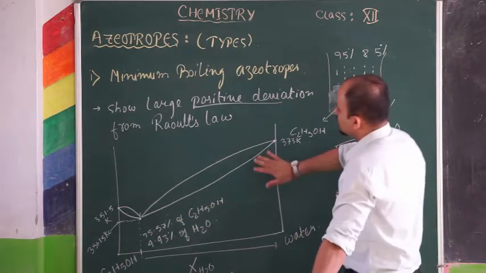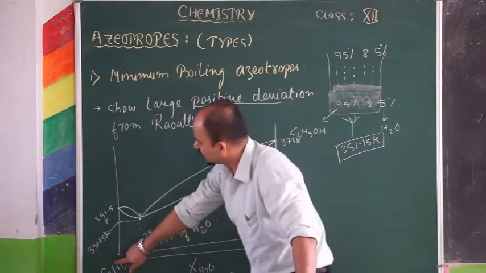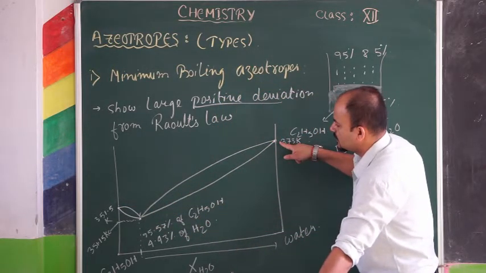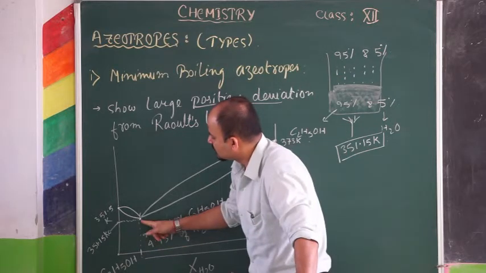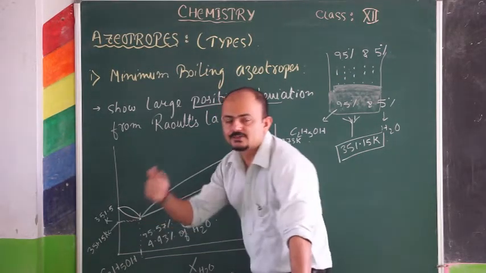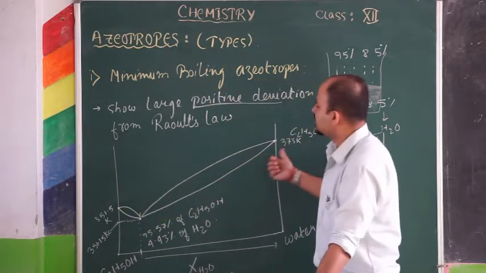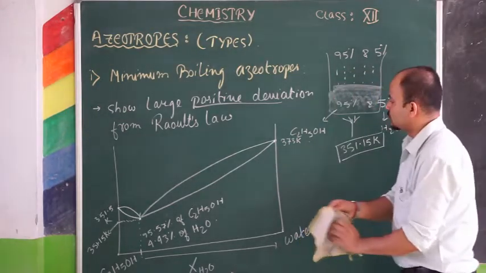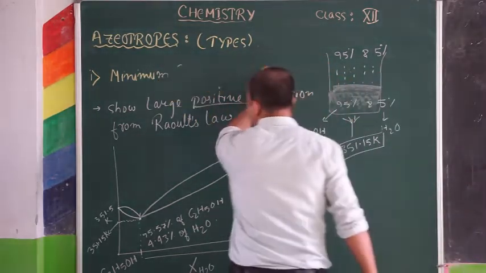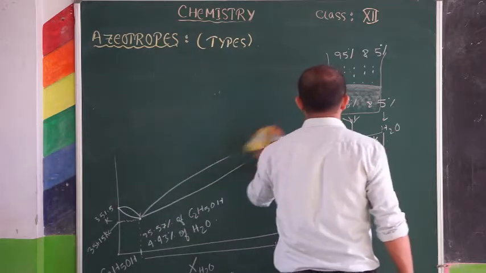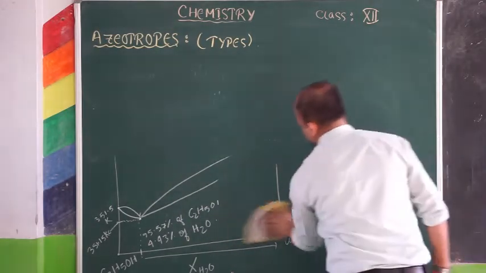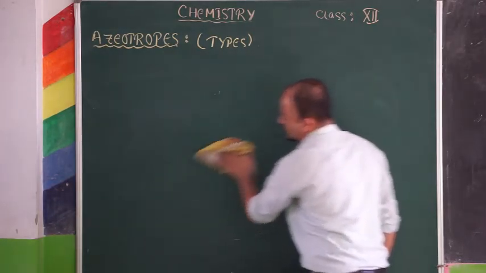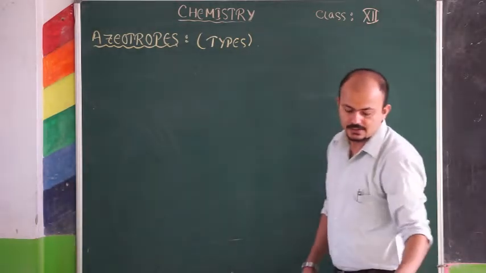So at last, the conclusion is that one pure liquid was boiling at a higher temperature, the other liquid was also boiling at a higher temperature, but the azeotropic mixture at a particular composition will have its boiling point lower than any of the pure components. Hope this is clear. Now let's discuss maximum boiling azeotropes. Maximum boiling azeotrope is just the opposite of minimum boiling azeotropes. So from the name itself, we can make it out.